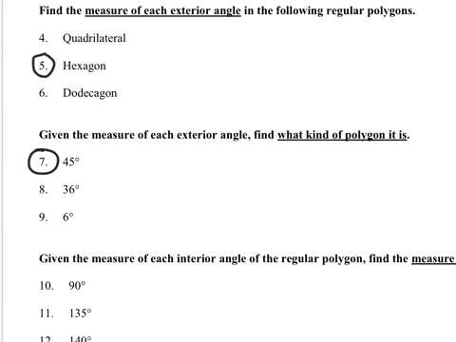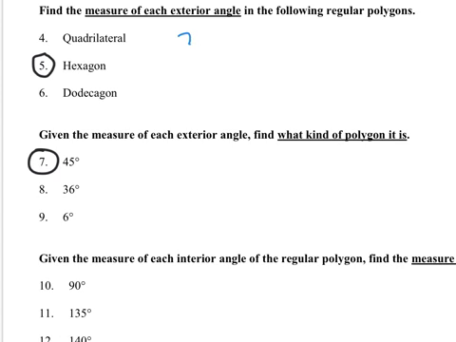Well, in a regular polygon, every single exterior angle, when added together, has to equal 360 degrees. So that means that since they all have to add up to 360 degrees, if we just divide by how many sides the shape has, it will tell us the measure of each exterior angle.